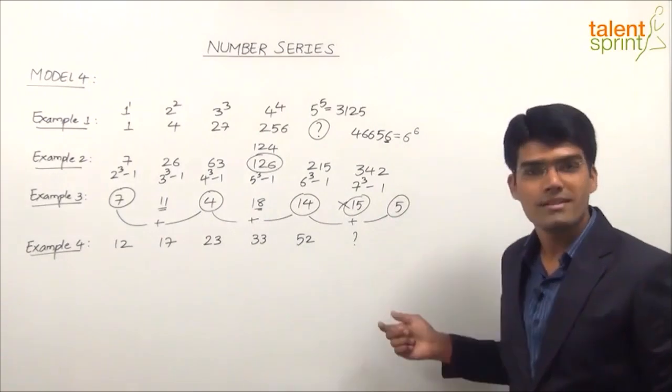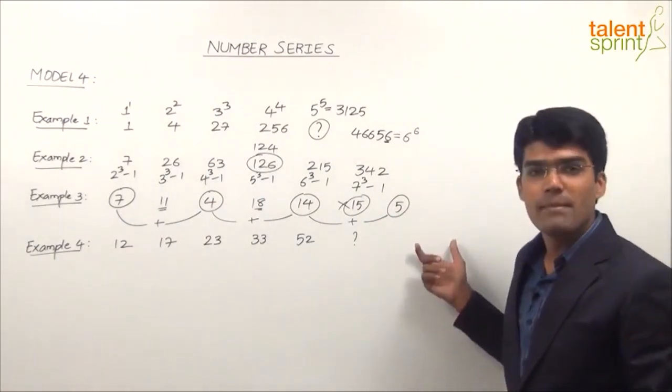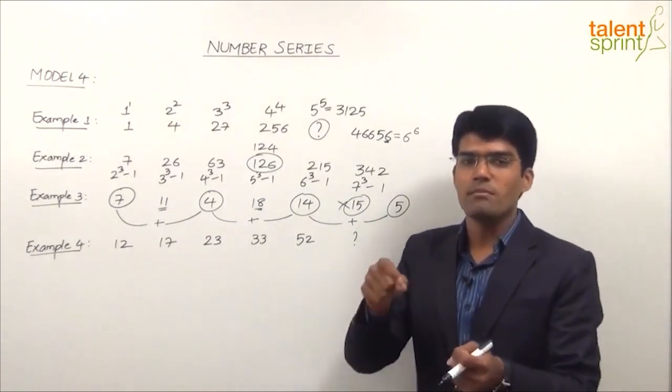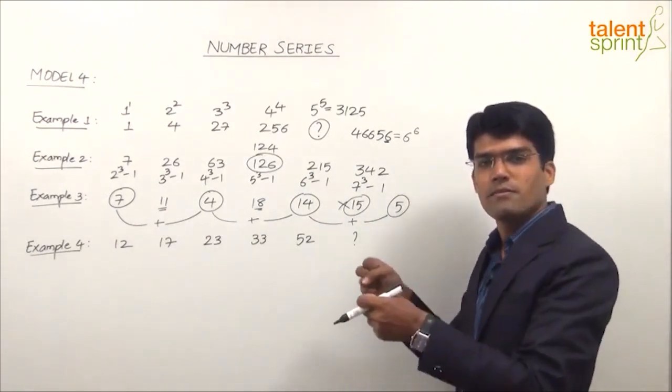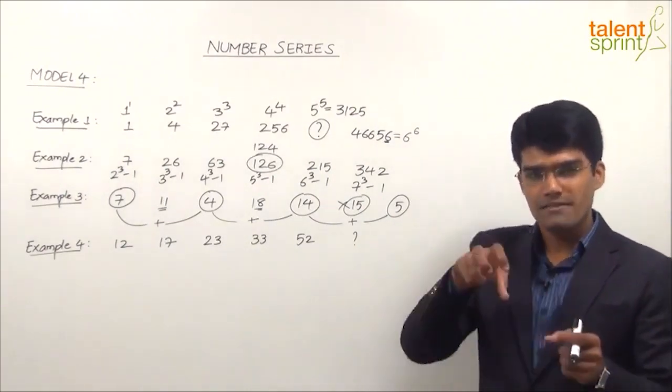The question was, what is the wrong number? Here, 15 is the wrong number. So this is again a typical example where we find that the sum of two numbers gives us the middle number. Again, the sum of the next two numbers gives us the middle number. That means the sum of alternate numbers gives the middle number.